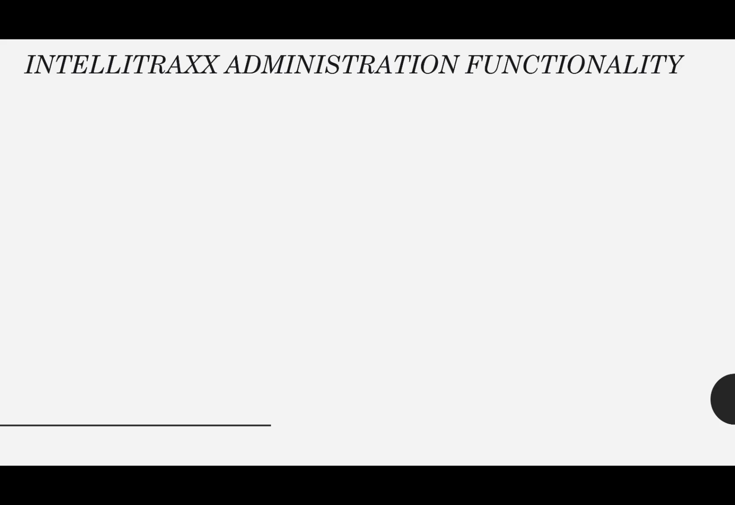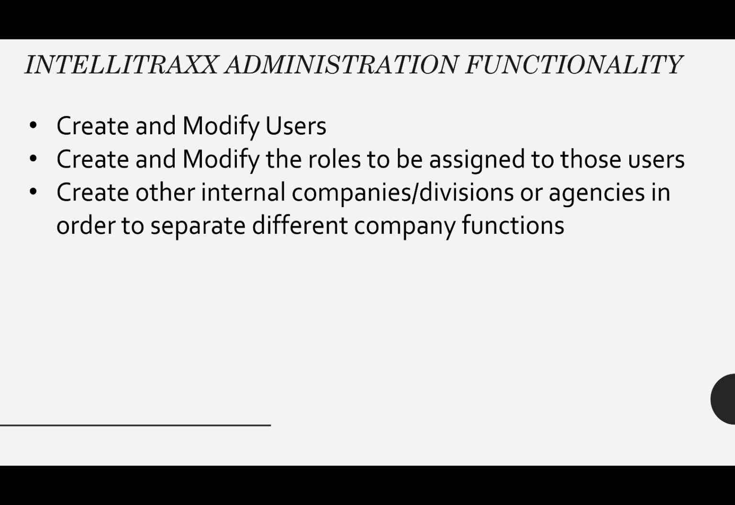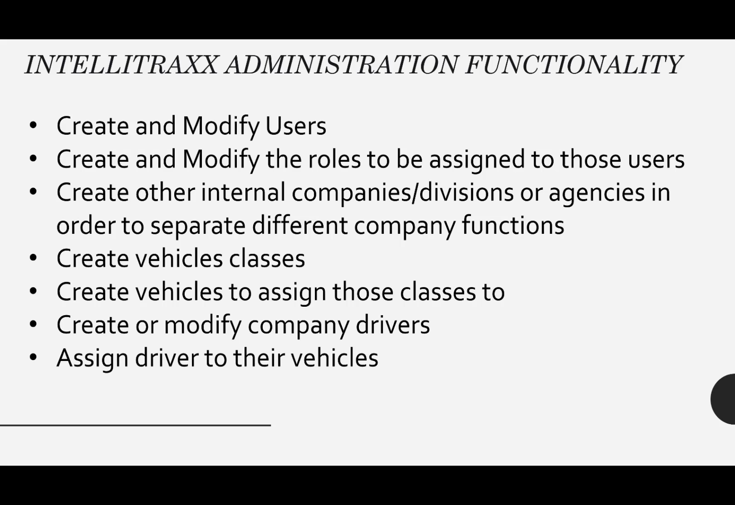All elements of the application, from administrators and read-only users, to vehicles to drivers, as well as important application variables, must be set for certain aspects of the IntelliTraxx solution to work. From the administration module, you can create and modify users, create and modify the roles to be assigned to those users, create other internal companies or divisions or agencies in order to separate different company functions, create vehicle classes, create vehicles to assign those classes to, create or modify company drivers, and then assign those drivers to their vehicles. Finally, you have to modify application settings in order to get certain modules to do certain things. Let's now take a detailed look at the administration module.